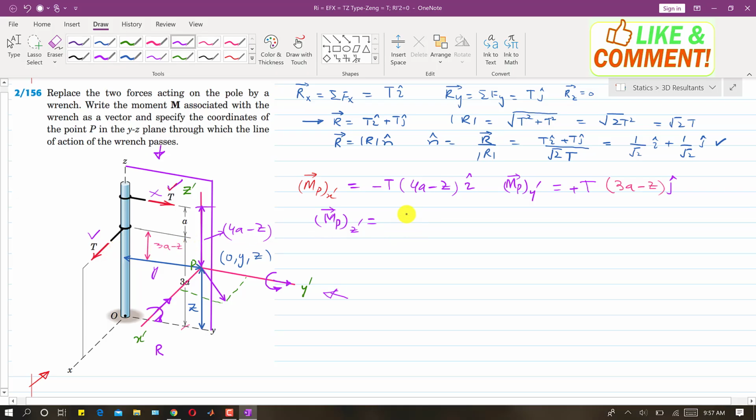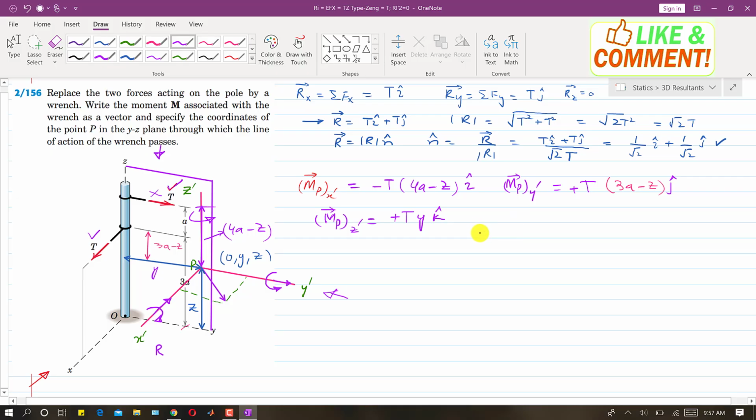So this will be t into y, and the direction of the moment will be in this direction, right? So this will be the direction of the moment produced by this t along this z dash. And if we curl our right hand fingers, the thumb will point out in the positive z dash direction, right? So it will be positive k.